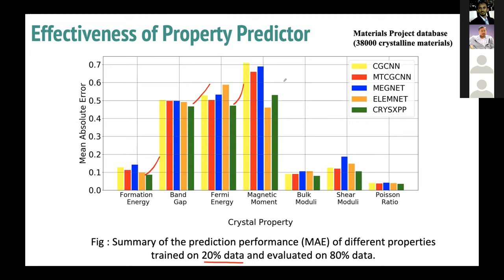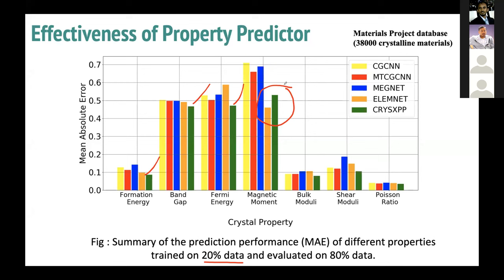Only in this small case, we see LMNet is performing better. When we talked with domain experts, what we understood is that magnetic property really doesn't depend upon the structure. So the structural information may not be helping us too much in predicting this property.